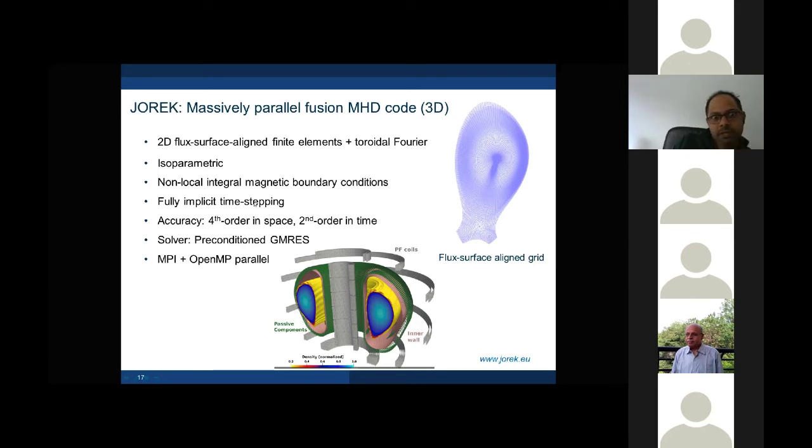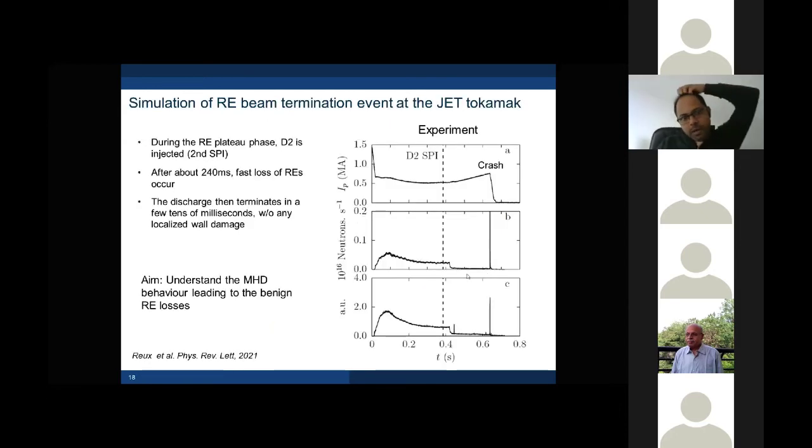The solver is basically, here we mainly use the GMRES with preconditioning. So the equations, for example what I have shown until now, are all implemented into this code, and this is used to study different experiments, and also cases which are not experiments but which we want to look at. So one example that I show here is that of an experiment at a tokamak called JET in the UK. This was a very important result that has been obtained recently.